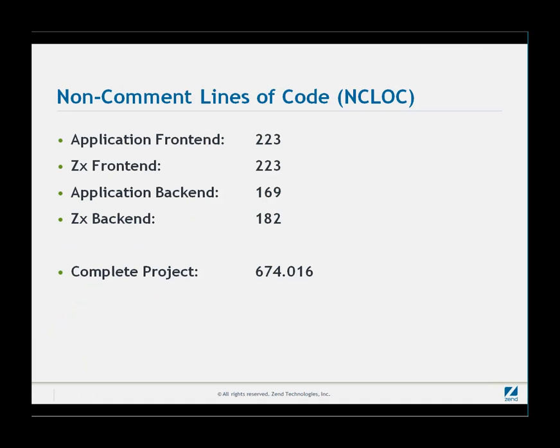Just to give you some numbers as to the effective lines of code that we have in our custom code in this particular application. In the front end, we've effectively got 223 lines of code. In the extension in the front end to the ZX components, we've got another 223, and likewise in the back end, we've got relatively small numbers of custom lines of code. So as you can see, there's less than 1,000 lines of code that we actually have written.